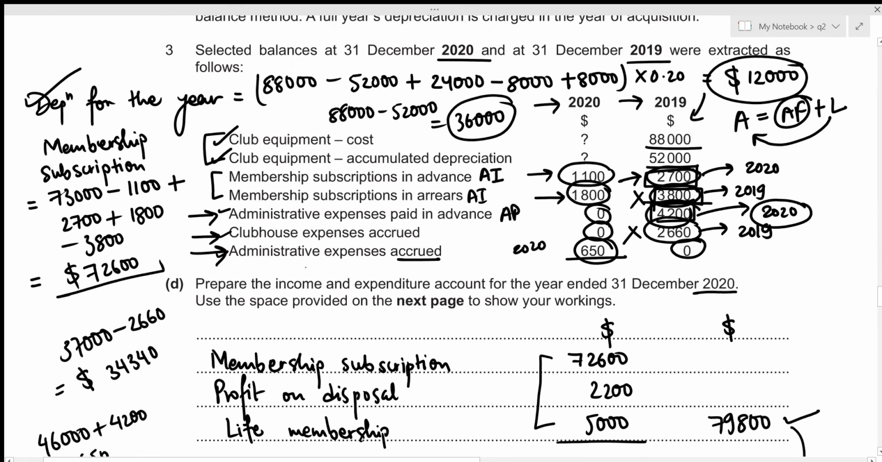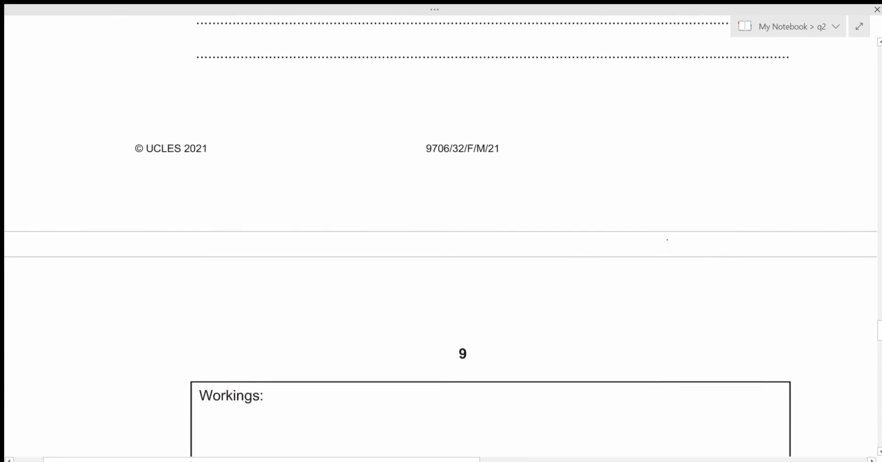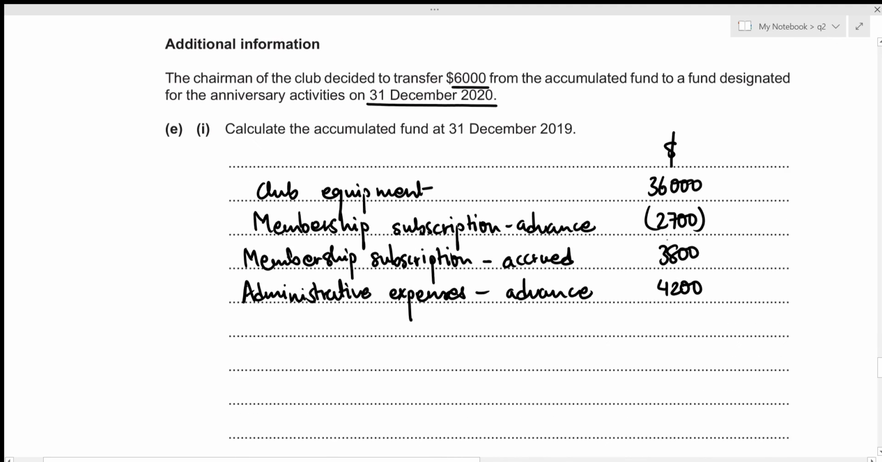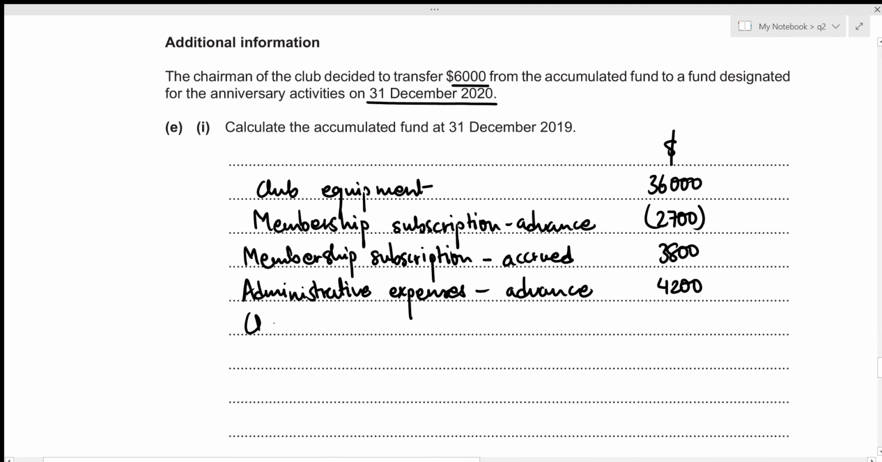Then there is clubhouse expenses accrued. So this is the expenses that we are yet to pay, right? So this is an accrued payment, which means that this is a liability, and it amounts to 2,660. So we just have to subtract this in our statement. So that's clubhouse expenses accrued, and that's 2,660.